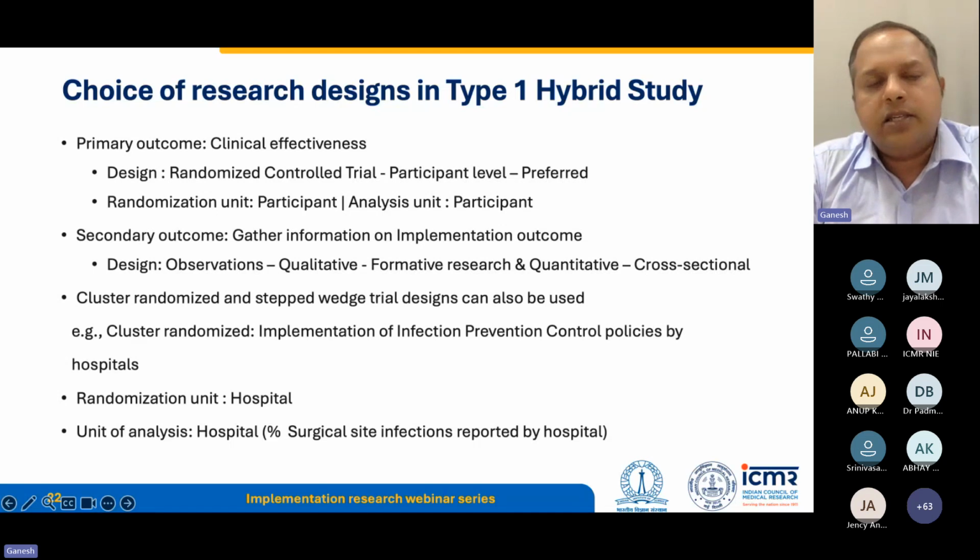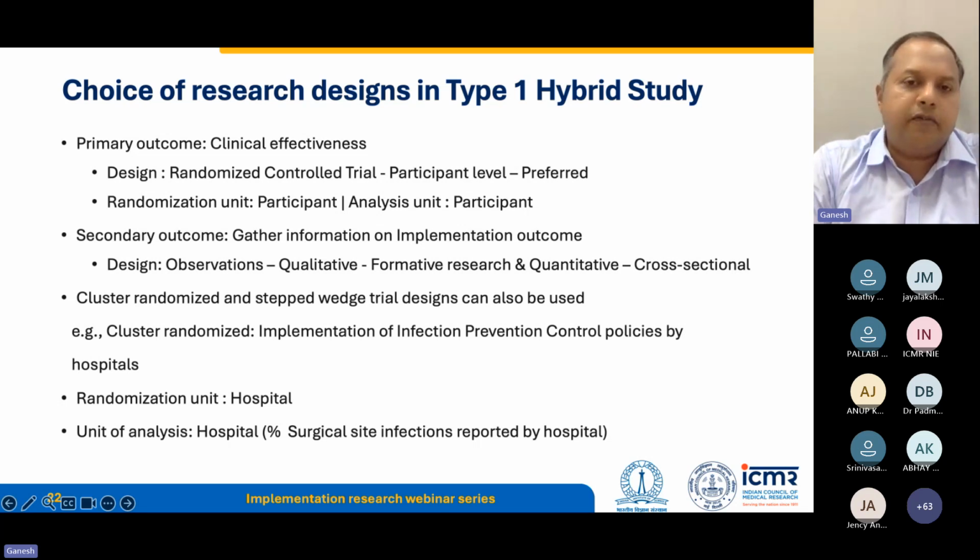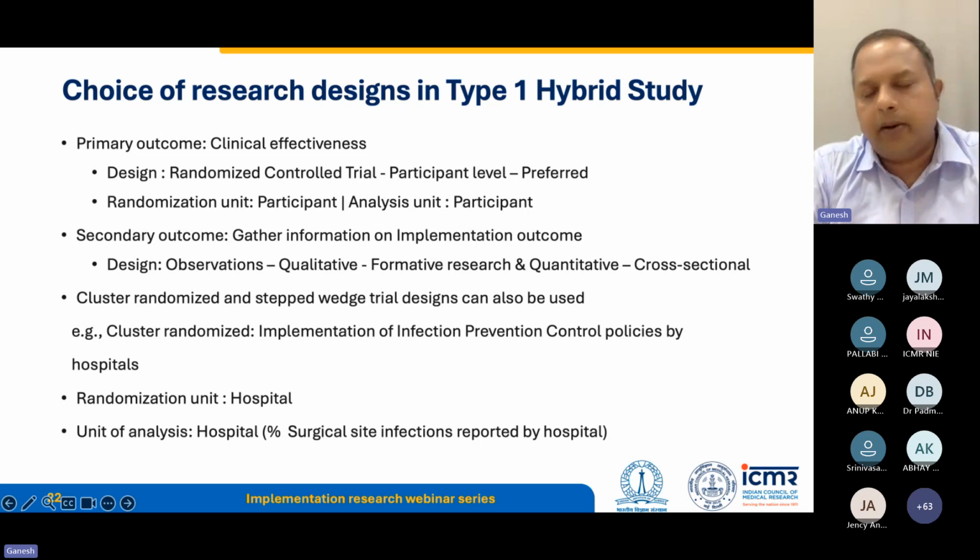The choice of research design in a hybrid type 1 study: if the primary outcome is clinical effectiveness, and in all type 1 the primary outcome is clinical effectiveness, a participant level randomized control trial is preferred. The regular standardized clinical trial is the design to be adopted. You all know the randomization unit is the participant, and the analysis unit is the participant. Of course, we gather some information on implementation outcomes as a secondary outcome, where the observations can be qualitative and quantitative.